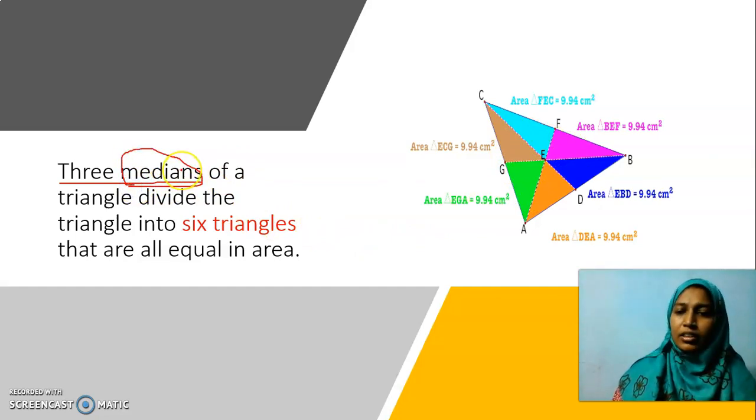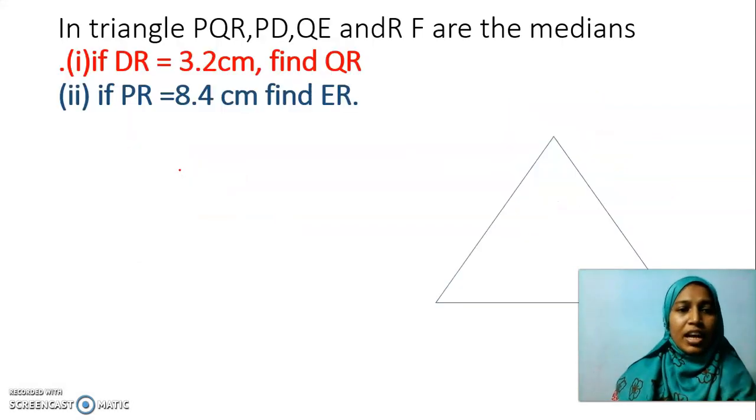Is it clear? So far how many properties have we seen? 5 properties in the beginning. Then dividing area, 2 properties, 7, and the last property is that area property.